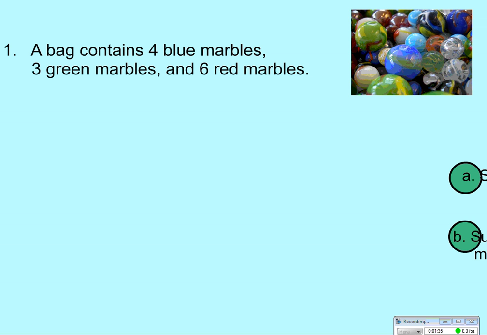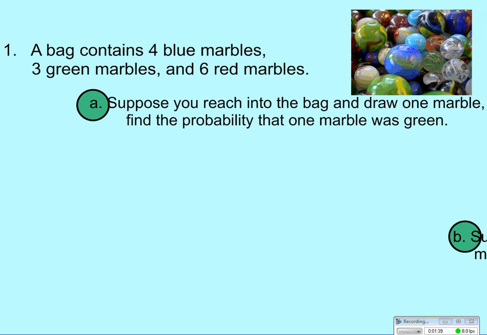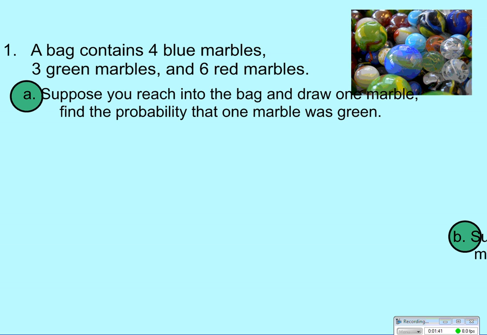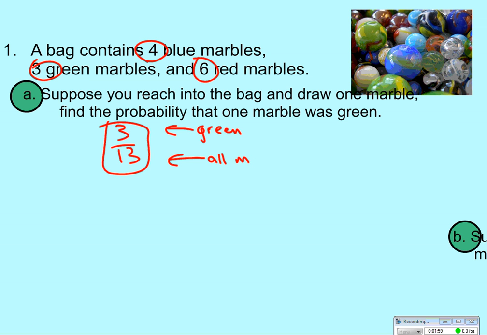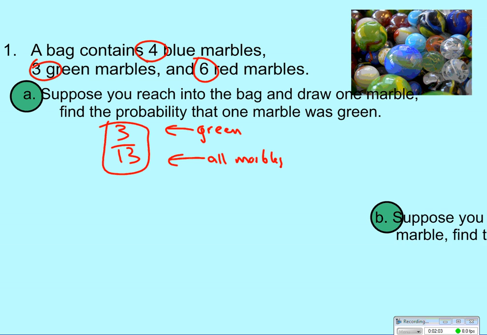So, a bag contains 4 blue marbles, 3 green marbles, 6 red marbles. Suppose you reach in the bag and draw 1 marble. Find the probability that that 1 marble was green. So, out of 4, 3, 6 marbles, so out of 13, how many of them are green? 3. There's your probability. Green over all marbles. That is what you're looking at.